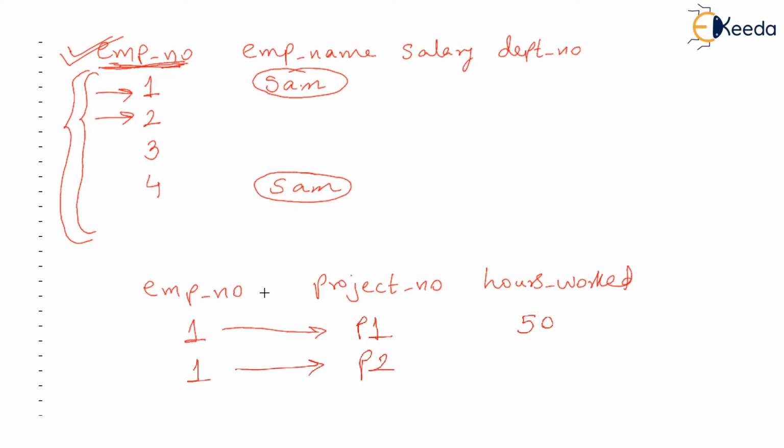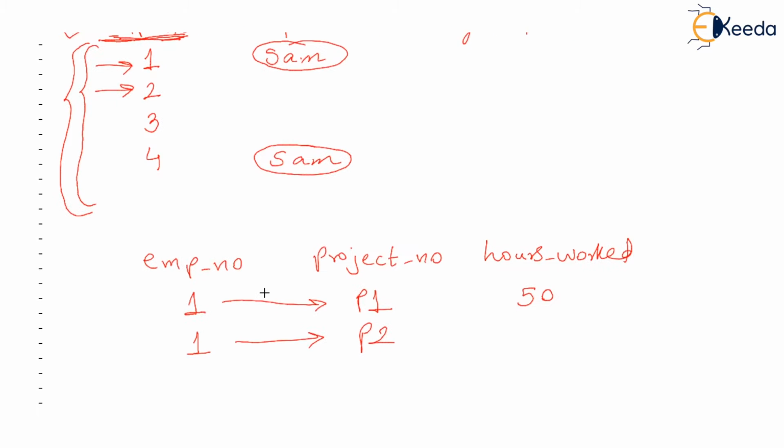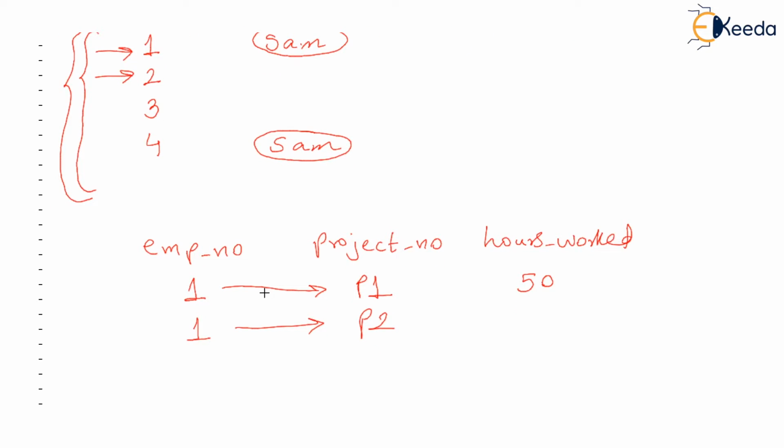Maybe she is a very efficient employee. That's why she has been asked to work on two projects at the same time, and the number of hours she has worked on this project is 15 hours. Now what you see in this table is that the employee number column can have repeated values. Just watch this, because this employee 1 may work for many projects, isn't it? For many projects, this person can work.